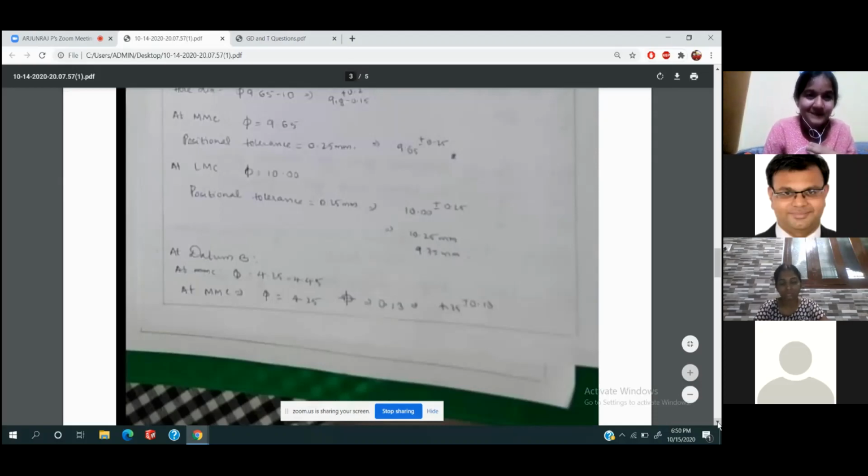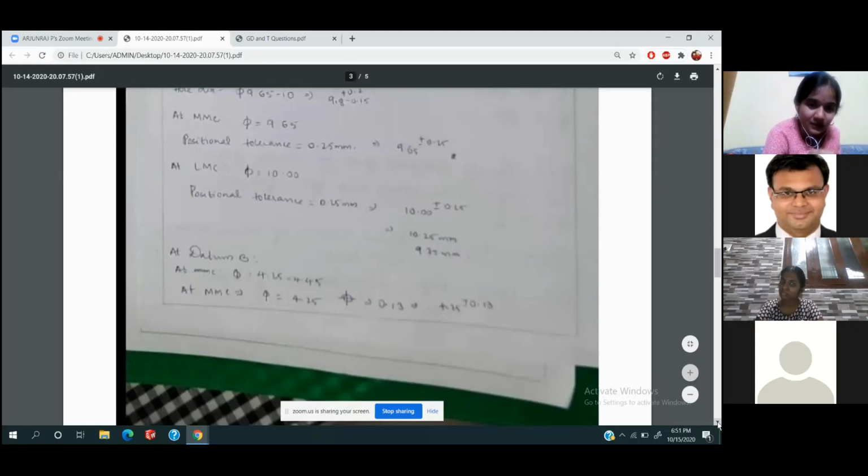Now you can tell easily. I think you have not understood the question properly. What will be the LMC position tolerance? If it is 0.25 for MMC, you can tell for LMC what the value is. At MMC, the diameter is 9.65. If 0.25 of position tolerance is present, the total material would be 9.9 to 9.4, sir, taking 0.25 tolerance.